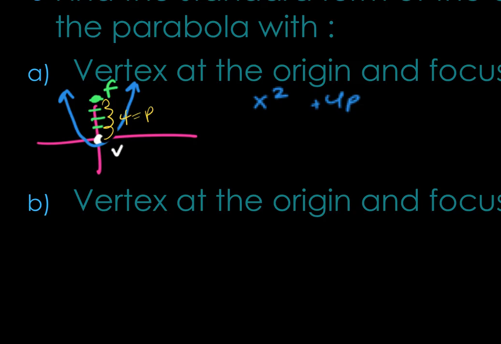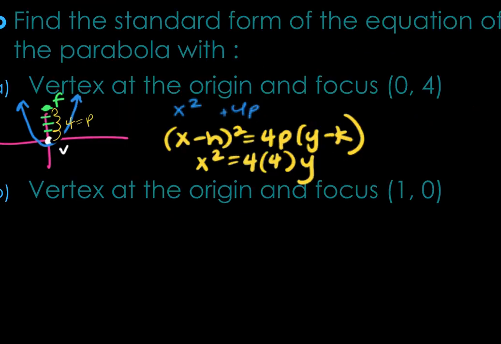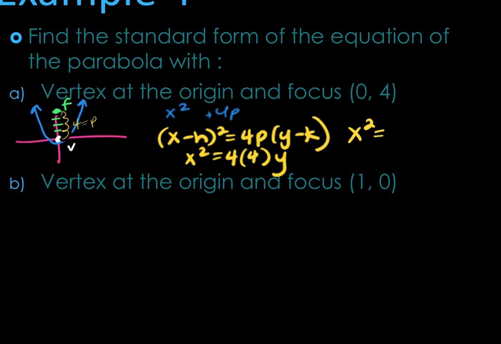So now my equation is (x - h)² = 4p(y - k). My h and k are both 0. So this is x² = 4, and I'm going to plug in the value of p, times y. And we just said p is 4. So my equation is x² = 16y.